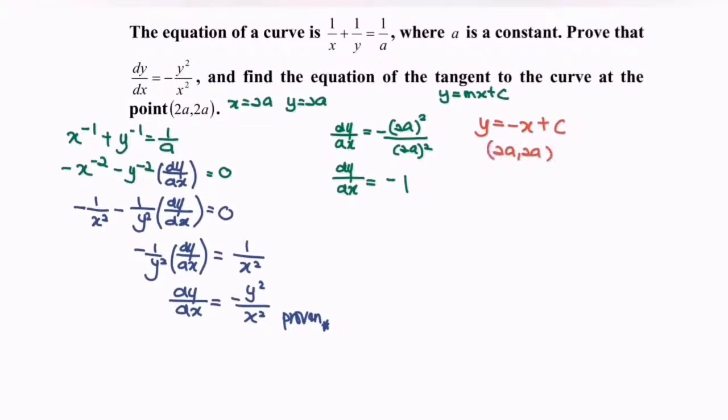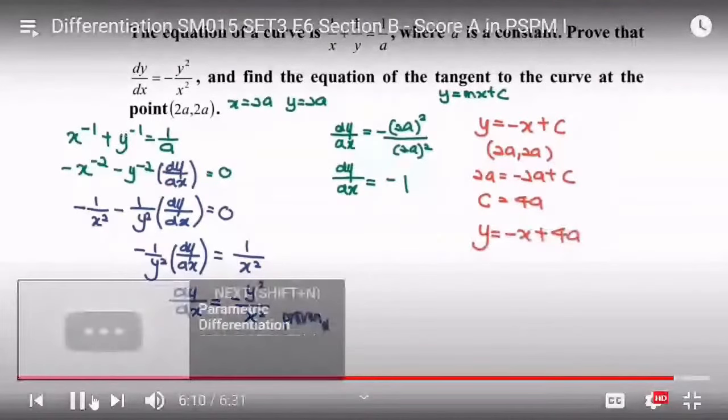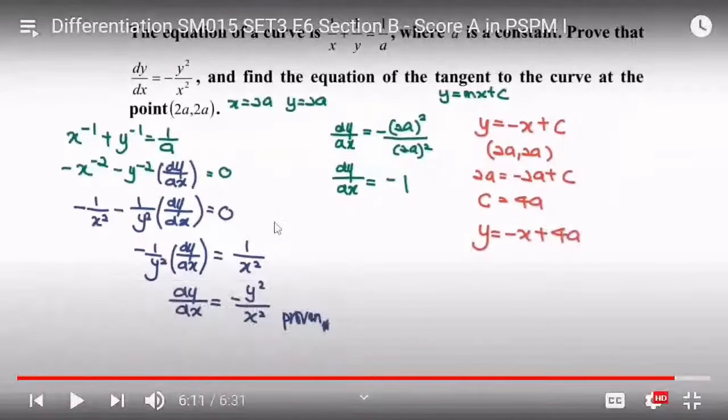So now we are going to substitute the value x and y. So where we will have 2a equals to -2a plus c. So c will be equals to 4a. So finally, y is equals to -x plus with the 4a. Boleh ikut? Boleh ya? So itulah equation for the tangent. Boleh? So ini adalah example 6 tentang differentiation dengan application dia untuk differentiation.